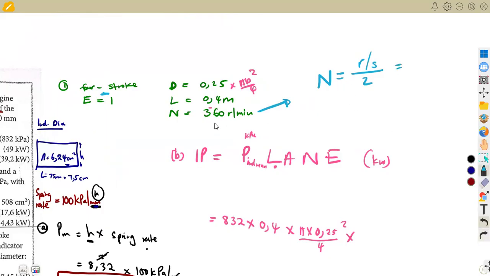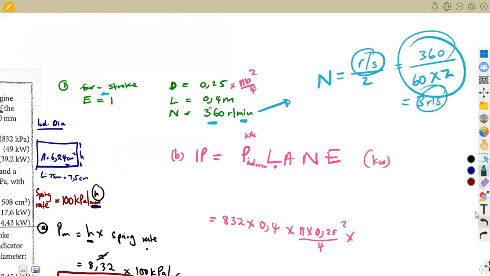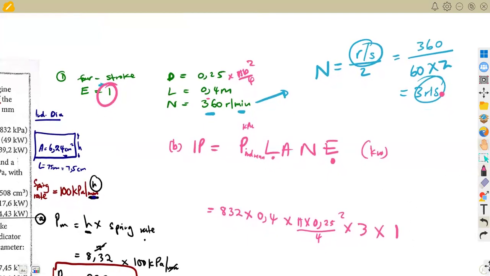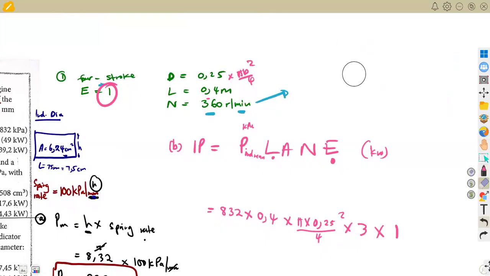So revs per second, 360 revs per minute, that will be 360 over 60. We now have the revs per second. But we are supposed to divide by 2, so you just multiply the denominator by 2. So this is your n that you're supposed to substitute here. You can simplify this, you get 3 revs per second, or you can substitute as it is, or you can substitute the simplified value, which is 3, times the number of cylinders that we have. How many cylinders? It's just 1. So this gives us the indicated power, in what?